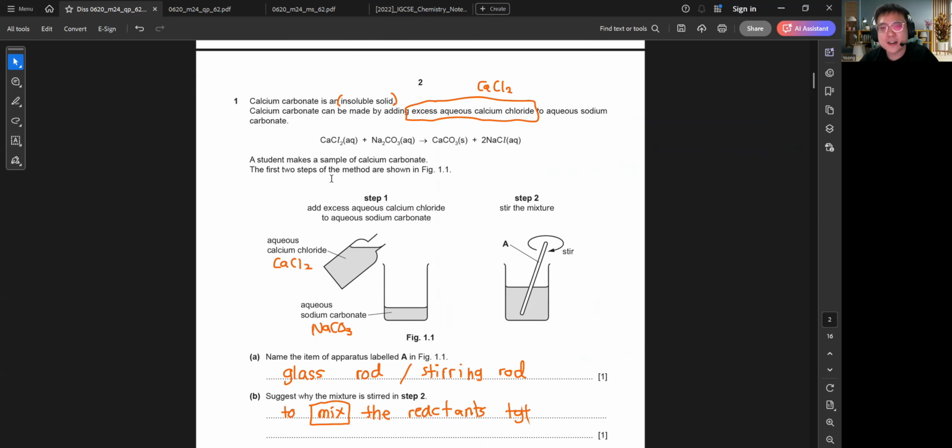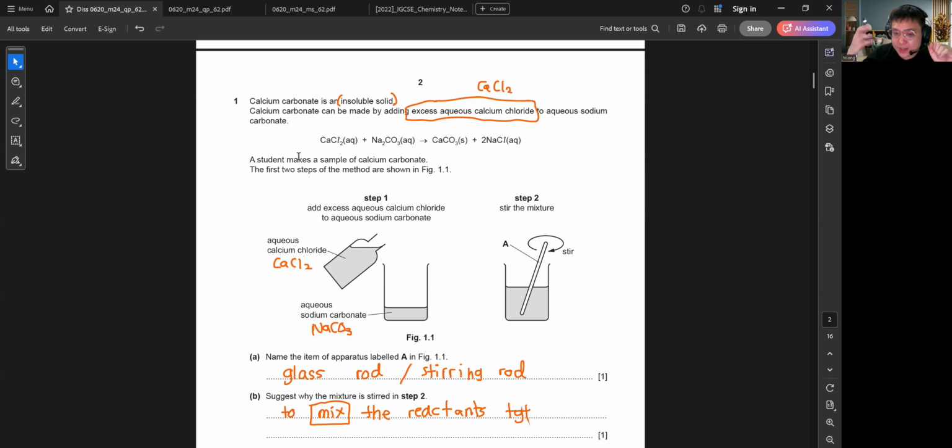Okay, so question 1, calcium carbonate is an insoluble solid. Calcium carbonate can be made by adding excess aqueous calcium chloride to aqueous sodium carbonate. So normally what I like to do is I like to write down the formula of whatever things that they list out in the question, because sometimes they write it in words. But in this case, the question has already written it out for us. So we can just look at the equation from the question.